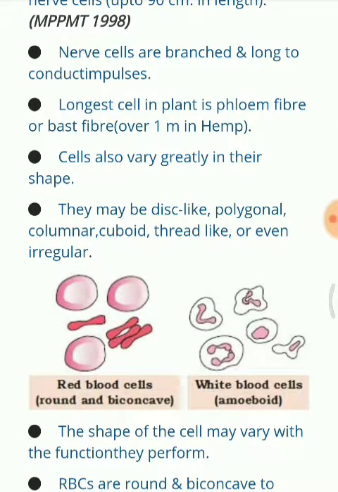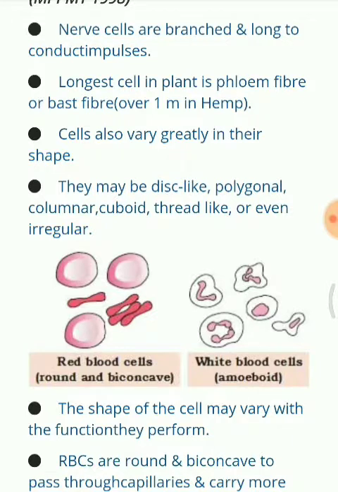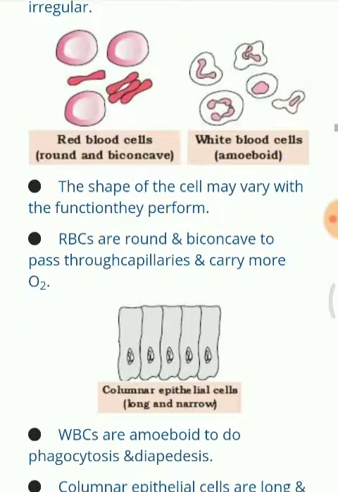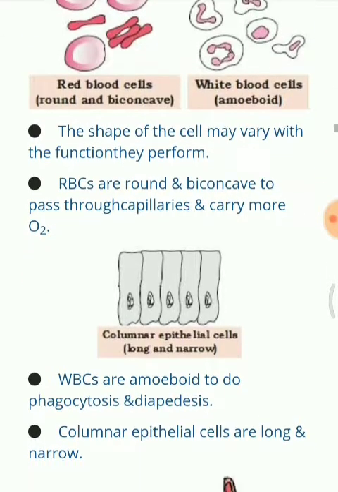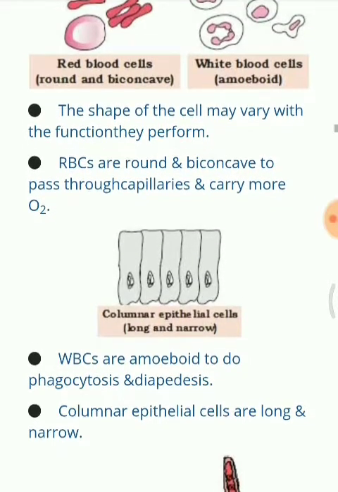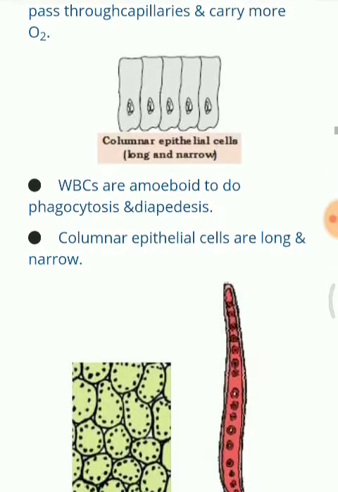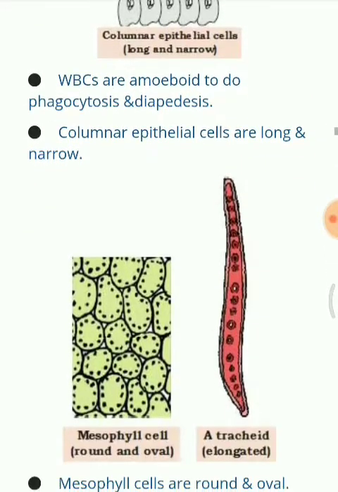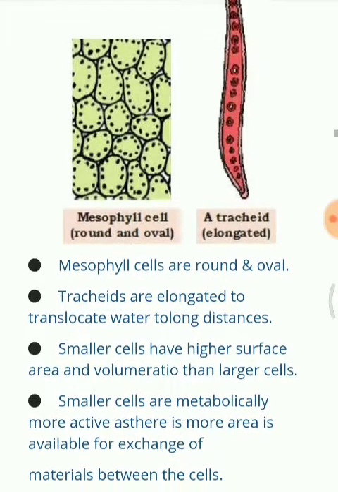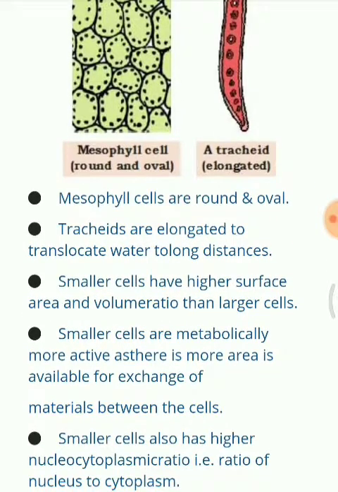Cells also vary greatly in their shape. They may be disc-like, polygonal, columnar, cuboid, thread-like, or even irregular. The shape of the cell may vary with the functions they perform. RBCs are round and biconcave to pass through capillaries and carry more oxygen. WBCs are amoeboid to do phagocytosis. Columnar epithelial cells are long and narrow. Mesophyll cells are round and oval. Tracheids are elongated to translocate water over long distances.